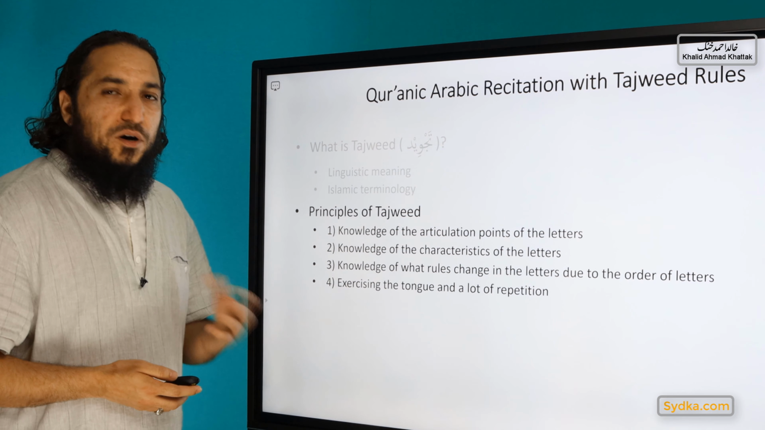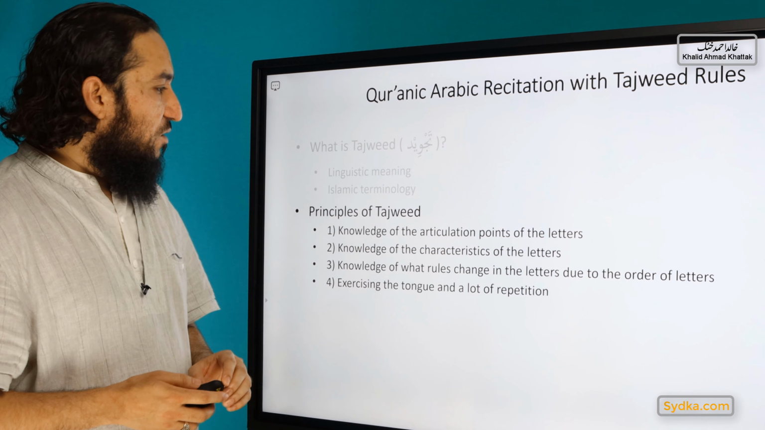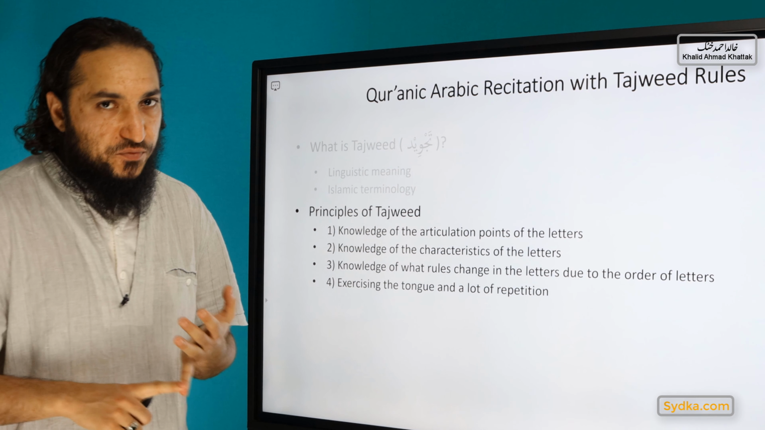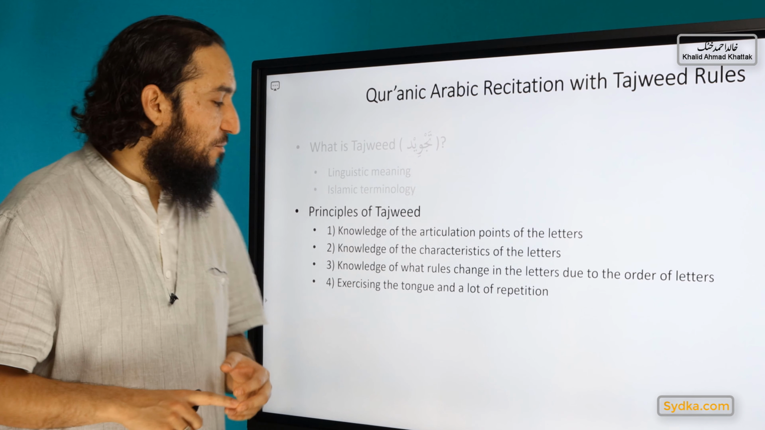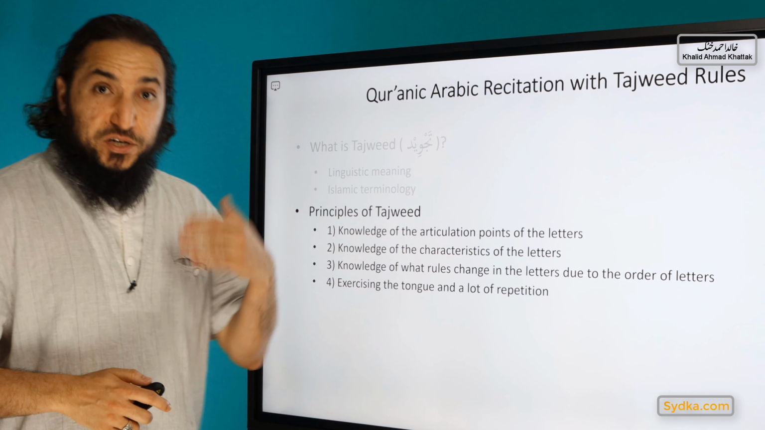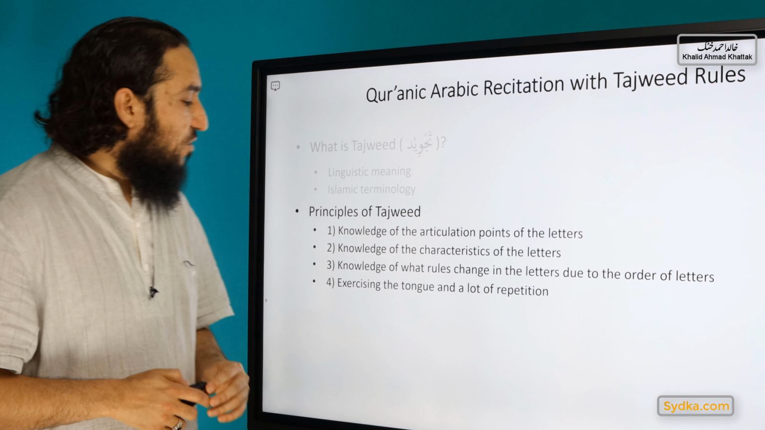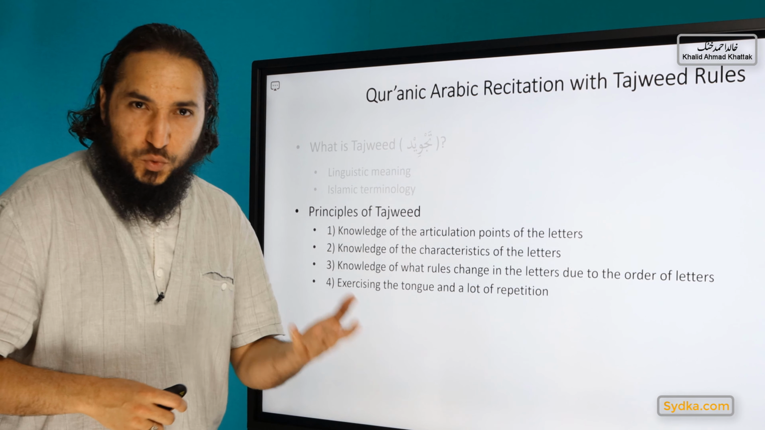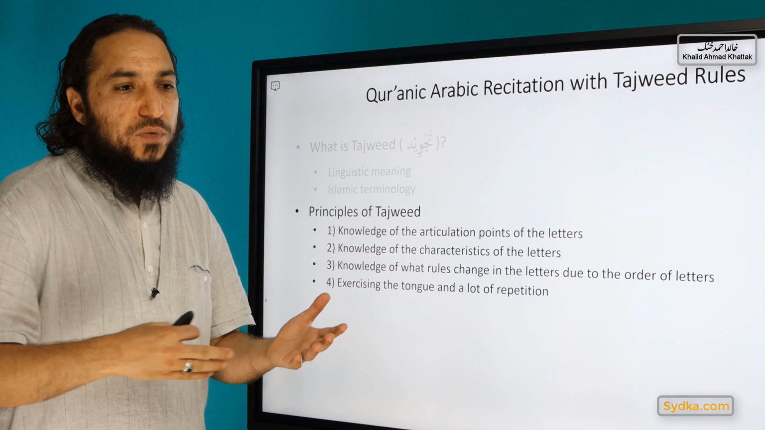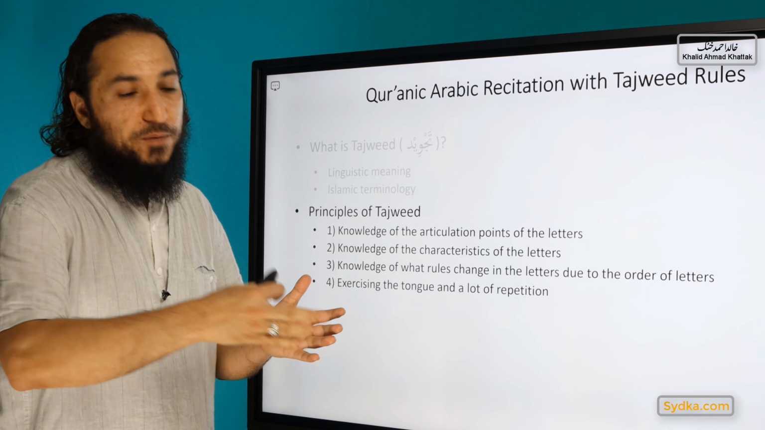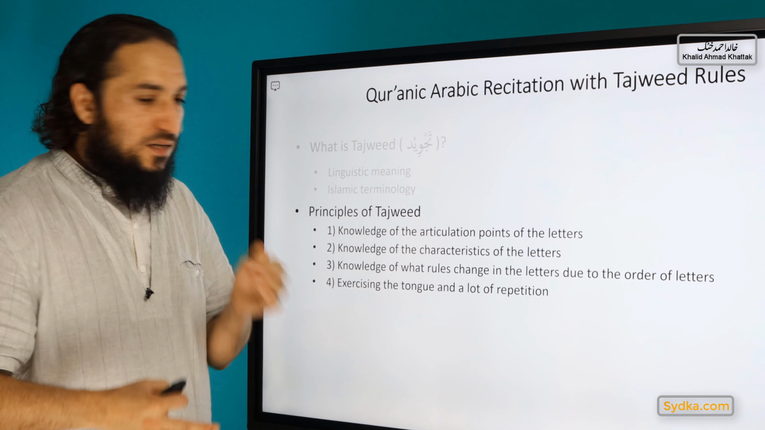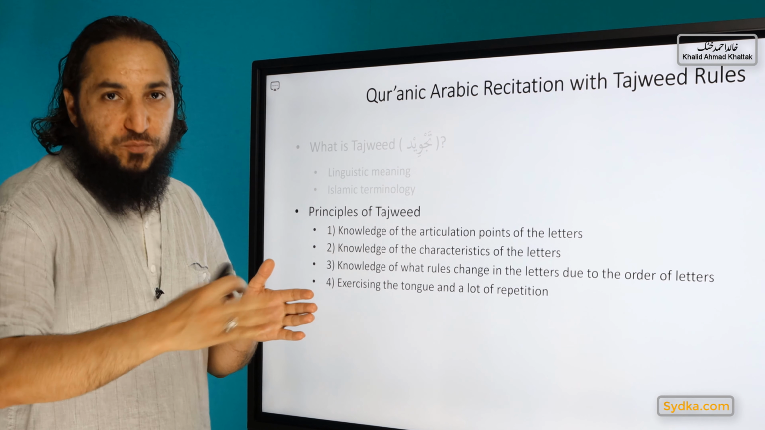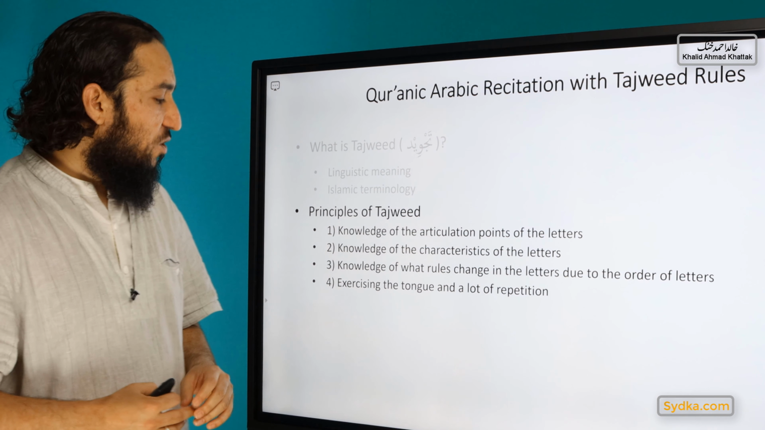Principles of Tajweed. There are four principles of Tajweed. The first one is that you should know the articulation points of each letter, where they are pronounced from. The second one is the characteristics, the sifat of each letter. The third one is the rules that are attached to each letter when it is placed in a word. You will see that each letter has a rule, and when you place it in a different position, the rules change. So that's the third one.